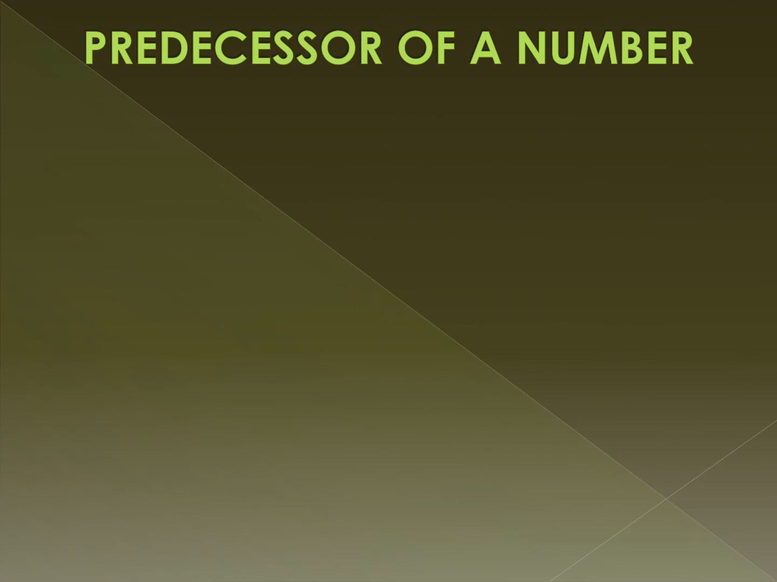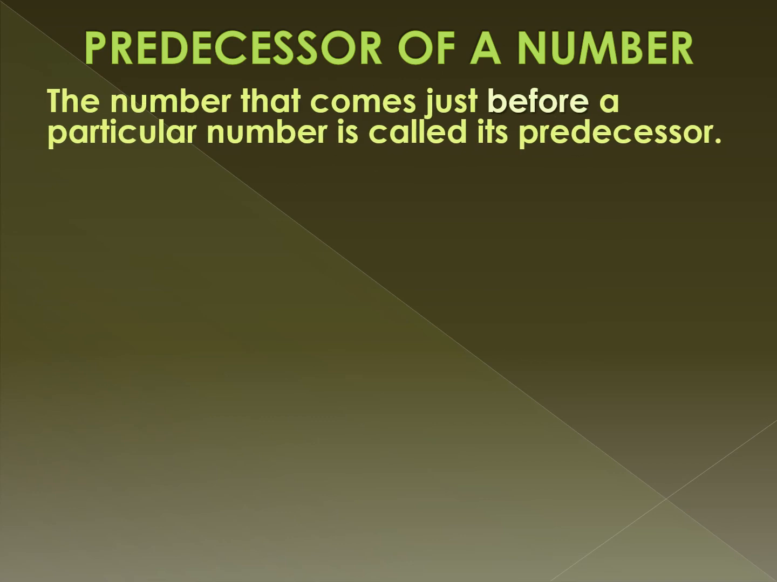Now let's look at what we mean by a predecessor of a number. Now, a predecessor of a number is the number that comes just before a particular number. Again, you have done this in your previous classes where you were asked to write a number that came before a number. So, it's the same thing. The number that comes before a particular number is called the predecessor of that number.